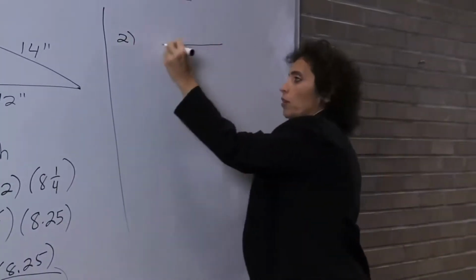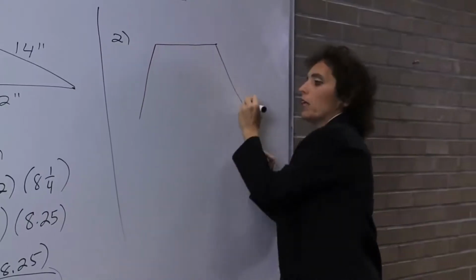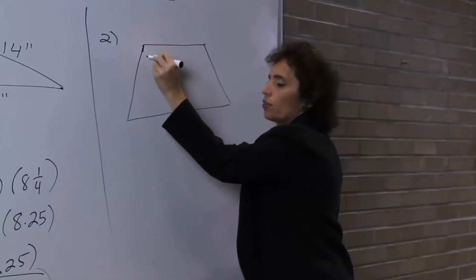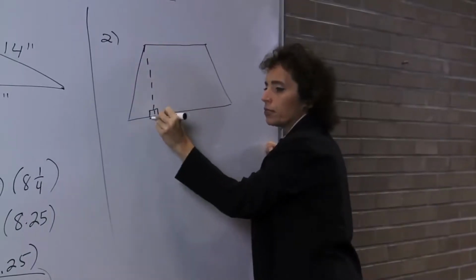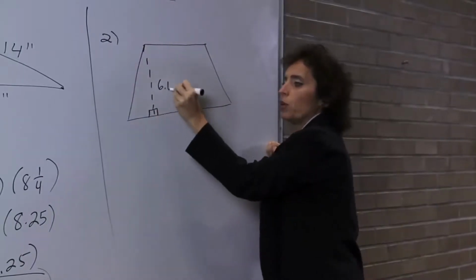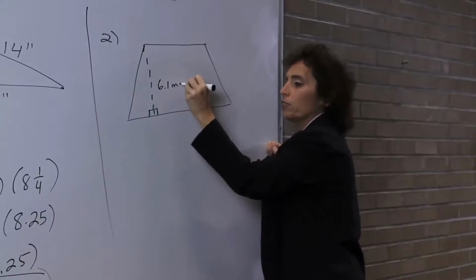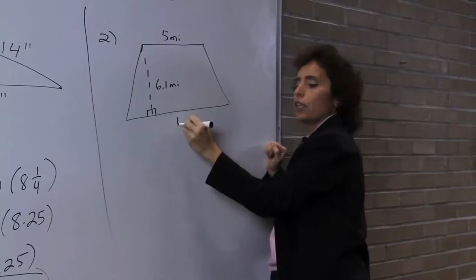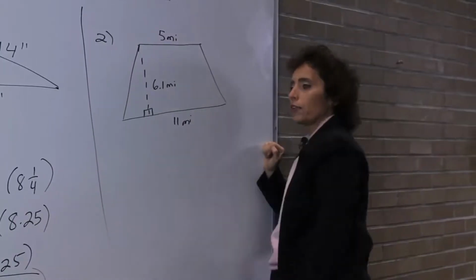Oh, I'm going to have to draw this. All right, here we go. Okay. This line here is the height. That's how tall it is, 6.1. And this is miles, okay? And this is 5 miles, and this is 11 miles, and that's all you have.